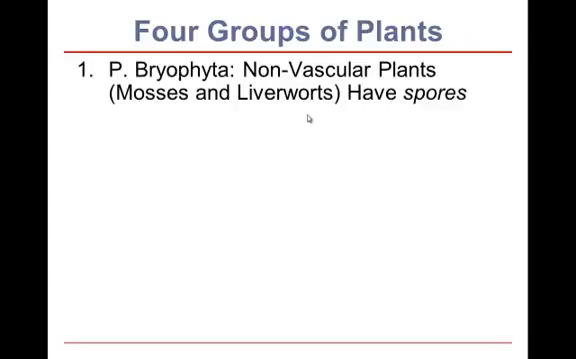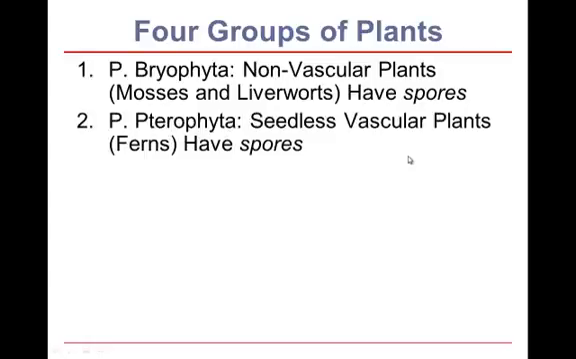We're going to consider in this particular module Bryophyta, phylum Bryophyta, I should say. These are the non-vascular plants. They include mosses, which most people have heard of, and liverworts, which few people have heard of. These plants reproduce with spores, not with flowers and seeds. The second phylum is phylum Pterophyta. You will note that the P is silent. These are the seedless vascular plants and includes the ferns and some fern relatives. These also reproduce with spores.